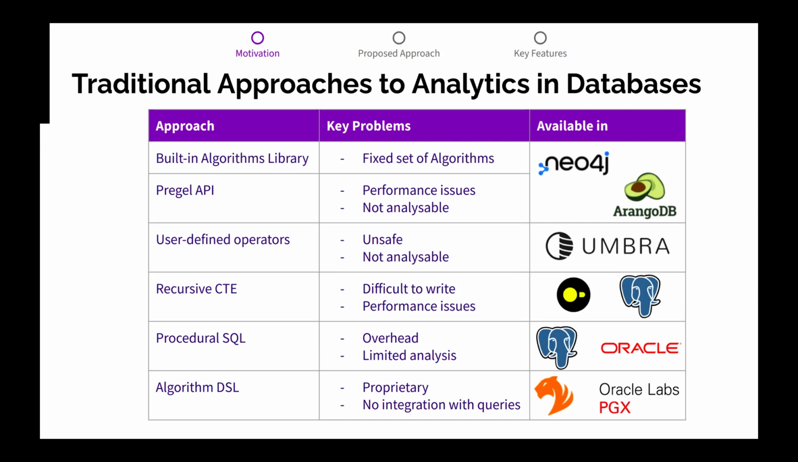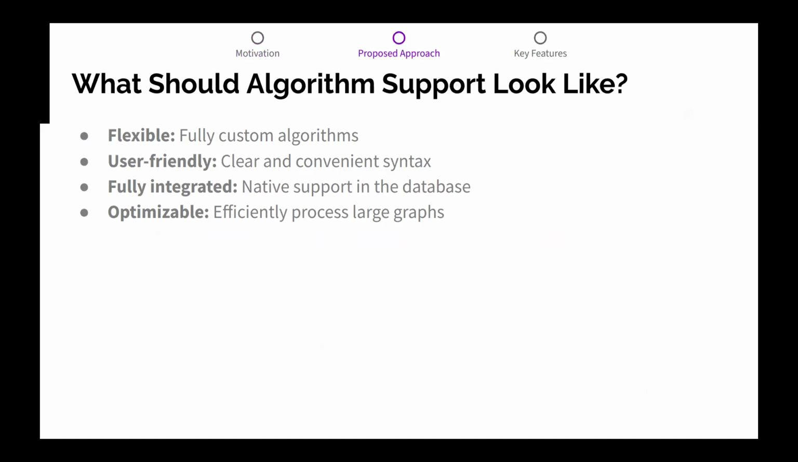So that's all a lot to take in. So I'm just going to summarize this a bit for you and say, what should this algorithm support look like, in my opinion? First of all, it should be flexible. So you don't want to be limited to a specific set of algorithms. You want to be able to have fully custom algorithms that users can provide, so they don't need to escape into Python to do things. You want this interface to be reasonably intuitive so that people can actually use this, with a clear and convenient syntax. You want it to be fully integrated into the database. By that, I mean that algorithms should be first-class citizens. So I don't want this algorithm processing to be a completely separate thing. I want to reuse as much as possible of the existing query processing infrastructure, and also allow mixing and matching of algorithm queries. And lastly, we want to be able to process very large graphs efficiently with these algorithms. So we want to be able to analyze and optimize our algorithms in much the same way that we do for queries.